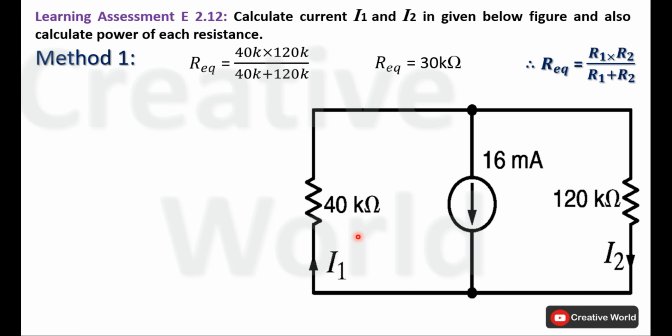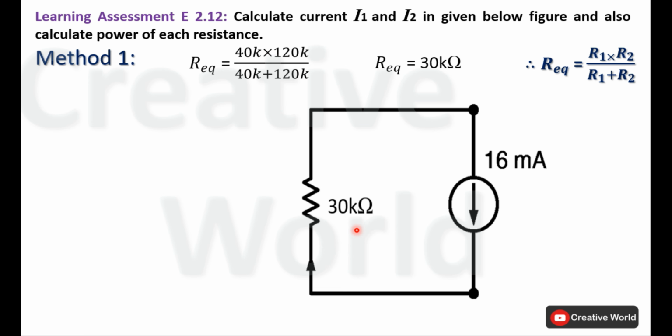ohm. Now we have the equivalent resistance of these two resistances. So we can add this equivalent resistance in place of these two resistances in the network. The circuit is reduced into a simple series circuit. In this circuit we have a resistance that has the value of 30 kilo ohm and a constant current source whose current value is 16 milliampere.